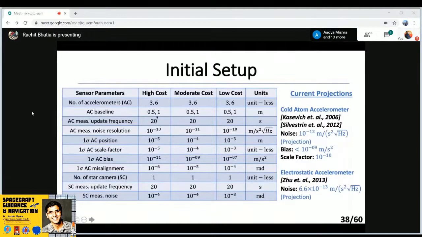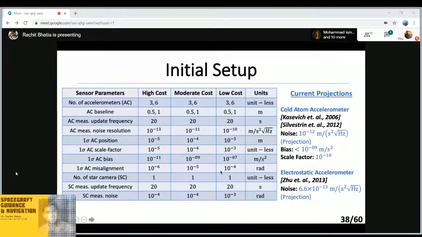Similarly, for sensors, I have high cost, moderate cost, low cost. When I have high cost, it has very low measurement noise. I know the position very well. I have very low scale factor and bias uncertainty, etc. While for moderate cost, it is not so good, and for low cost, it is okay. So that is the idea of how I have set up the problem.